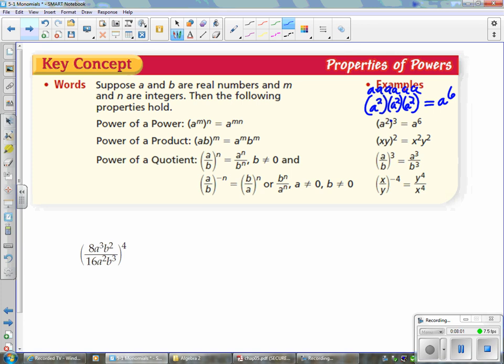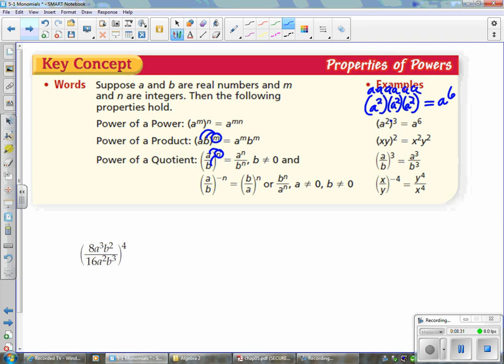If you have 2 variables inside parentheses and an exponent outside the parentheses, this acts like it distributes to both of those. So you get a to the m times b to the m. The power of a quotient, same thing. Whether you multiply or divide, the property is the same. This n is going to distribute to the a and the b.